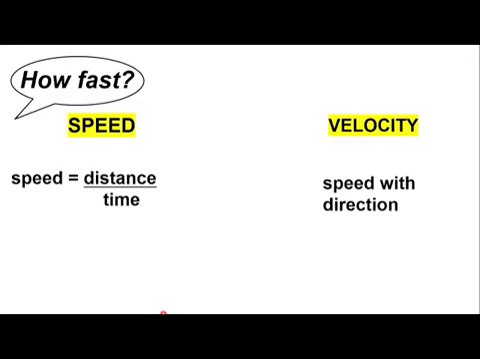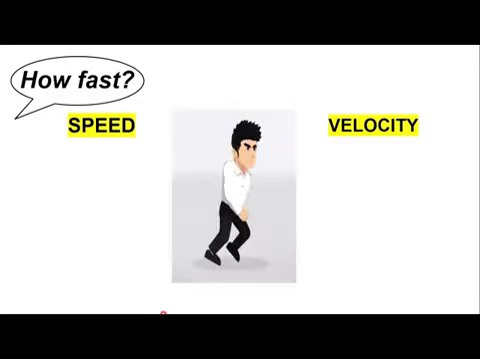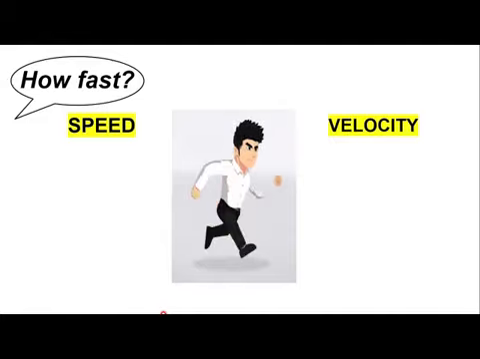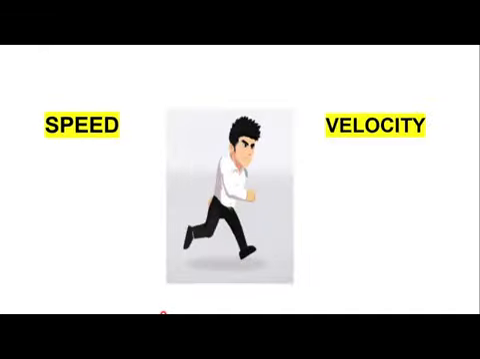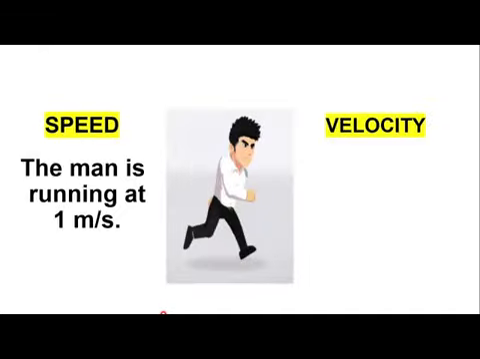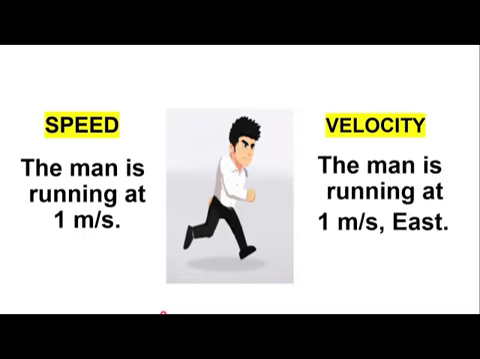So as an example, we have here a man running. How will we describe his motion in terms of speed? We say the man is running at 1 meter per second. And now in terms of velocity, the man is running at 1 meter per second east. East here is the direction. So speed is a scalar quantity while velocity is a vector quantity.